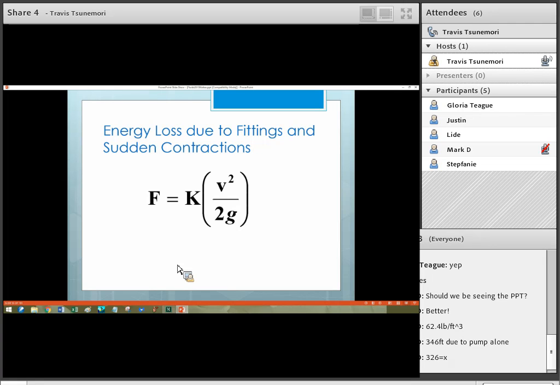The next term is the energy loss due to fittings and sudden contractions. And that is equal to K times V squared over 2G. And that K comes from tables that tell us what coefficient to use based on experimental values. So in the textbook, we've got some tables of K, and that's on page 25.